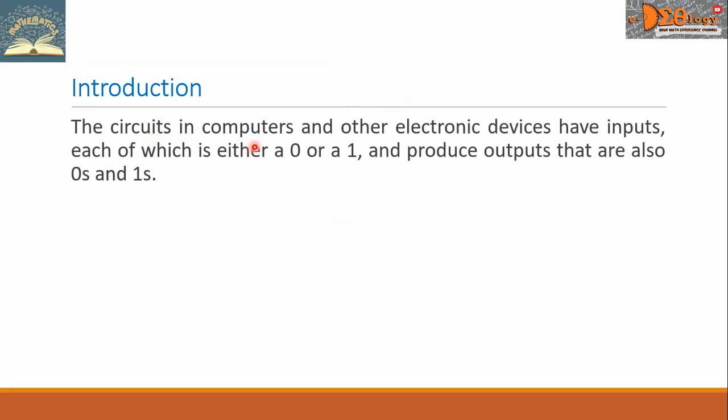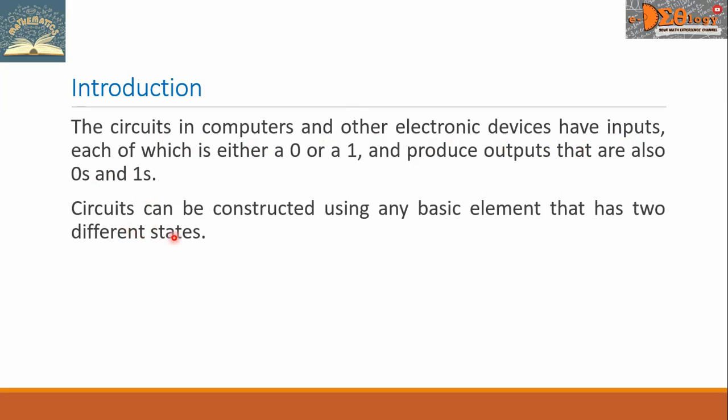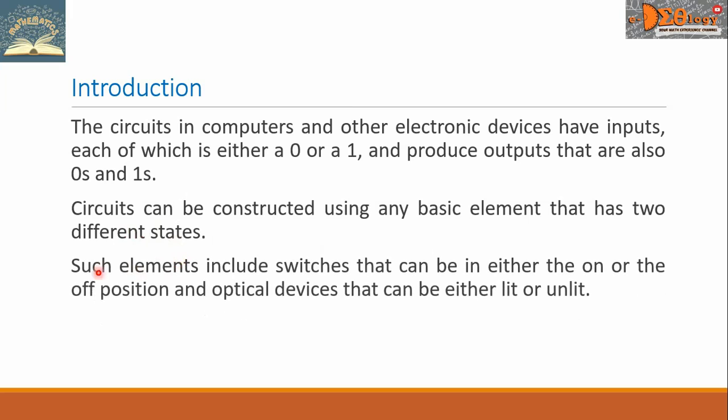The circuits in computers and other electronic devices have inputs, each of which is either a 0 or a 1, and produce outputs that are also zeros and ones. Circuits can be constructed using any basic element that has two different states. Such elements include switches that can be in either the on or the off position, and optical devices that can be either lit or unlit.